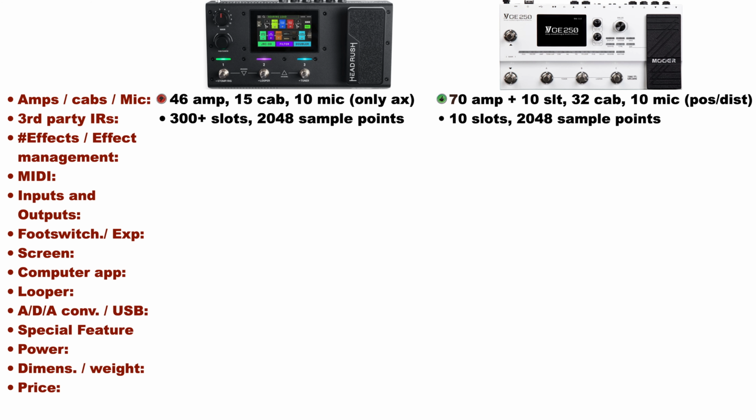As regards third-party IRs, we have 300 user slots in the MX5 and 10 in the GE 250. Then both the units can load IRs up to 2048 sample points. Therefore, thumbs up to the MX5 as it offers more slots.